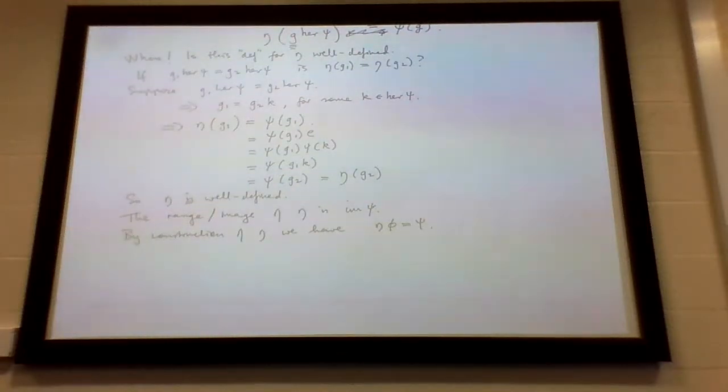So the only remaining thing we have to show is that it is an isomorphism. Well, that it's a homomorphism and that it's an isomorphism.